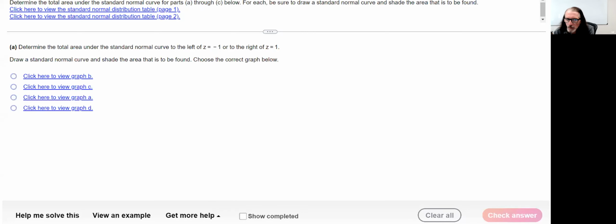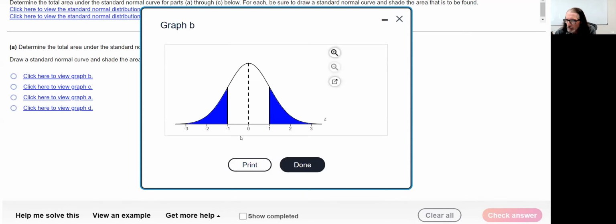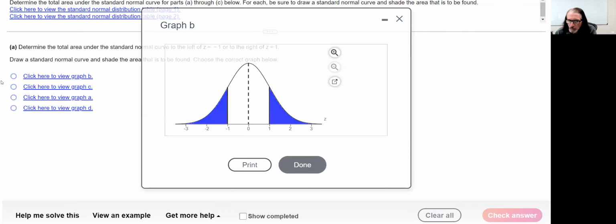In this question, we are asked for the total area between z equals -1 and z equals +1 from the portion of the normal curve down to the horizontal axis. So first we should shade. Oh, sorry, it's not between. It's outside of that, to the left of z equals -1 or to the right of z equals +1. And so looking at our choices here, this appears to do the job in the very first choice.